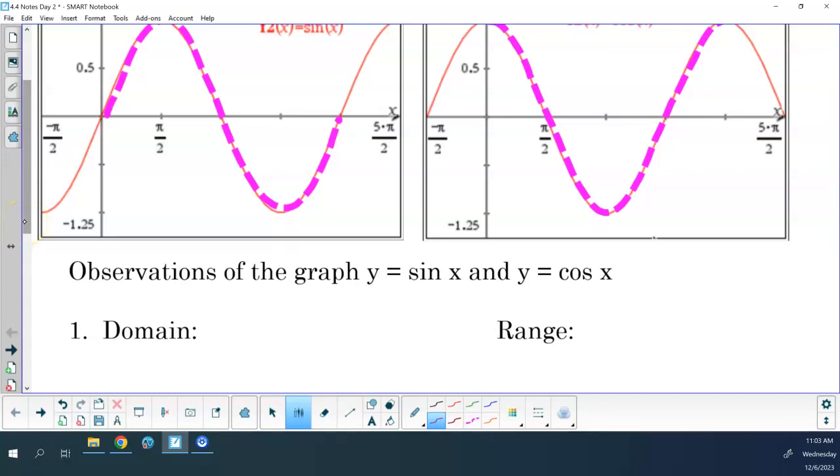Can we ever not put something into sine and cosine? Take it one step back. We talked about this on Friday. What do we put into the sine and cosine function? We put in angles. Okay? So are there any angles that we can't put in to sine or cosine? No, we can put them all in, right?